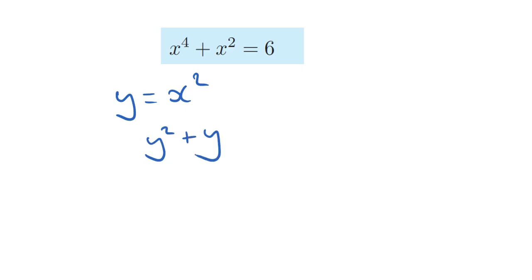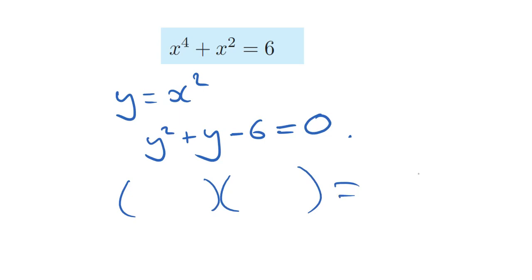The x squared we already know is y. I'm going to move the 6 across to the left, so I'm going to have minus 6 equal to 0 there. So I've managed to write what is clearly a quadratic equation equal to 0 in terms of a new variable y that I've just made up myself. Later on, once we've solved this in terms of y, we'll go back and look at what x could be.